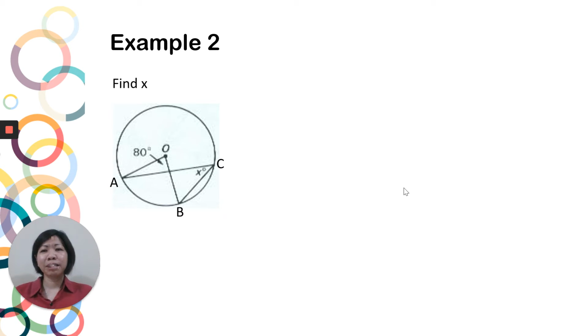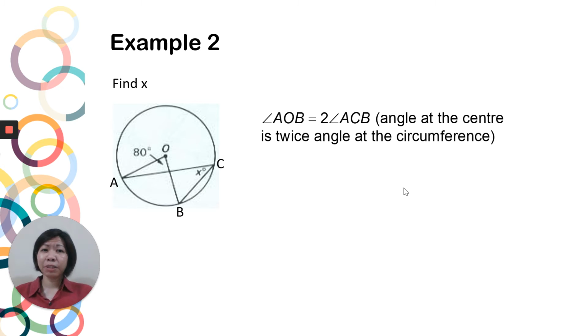Example 2, something similar. Again, you have angle AOB, which is angle at the center, and angle ACB, which is angle at the circumference. Using the same theorem, you can say that angle at the center, which is AOB, is twice angle at the circumference, which is ACB. So the value of x should be half of 80 degrees, which is 40 degrees.